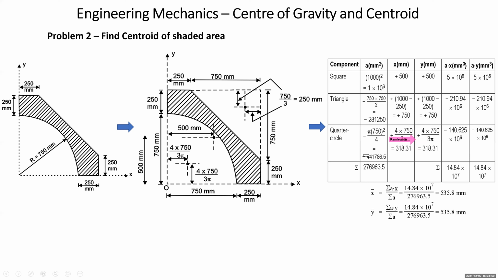Summation of this column will give me summation A, that is A1 plus A2 plus A3. Summation of this column will give me A1 x1 plus A2 x2 plus A3 x3. And this will give me summation Ay. Then x bar is summation Ax upon summation A. Just substitute the values, you get x bar. Similarly, y bar will be summation Ay upon summation A. Substitute the values from here, and then you'll get y bar.